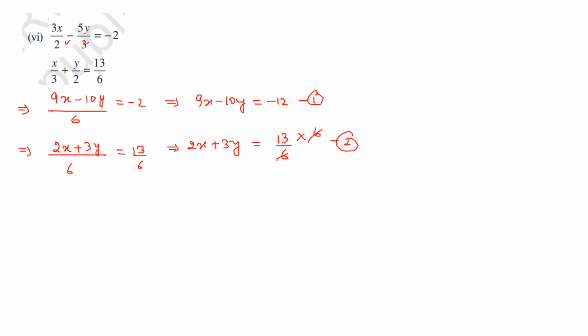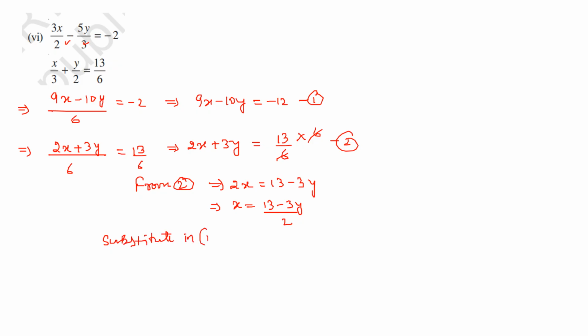Now from the second statement, I can write 2x equal to 13 minus 3y, which will further give me x as 13 minus 3y by 2. Now substitute in equation 1. Substitute the value of x in equation 1. So you will get 9 times 13 minus 3y by 2 minus 10y equal to minus 12. Now you just have to solve.